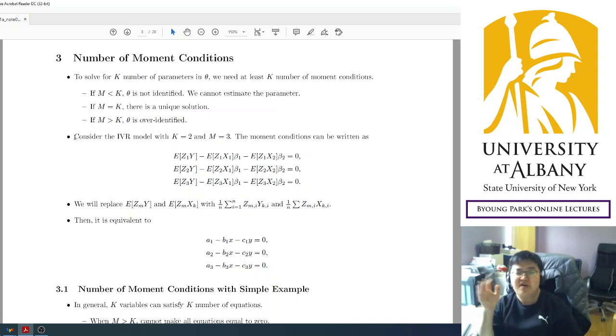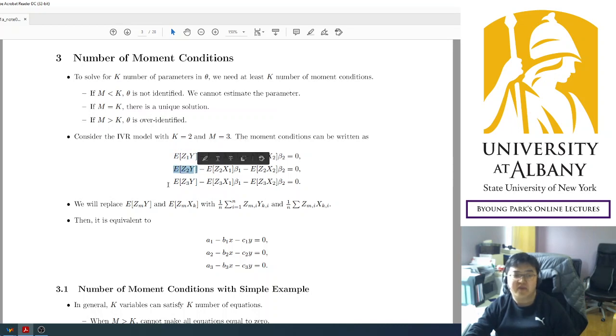So first, let's think about the instrumental variable regression model in the simplest possible 2x3 case. There are two endogenous variables and three instrument variables. The moment condition can be written in this form, so you can find it easily. Estimating the expectation is not a problem. You observe z and y, so you can just replace the expectation by the sample average like this.